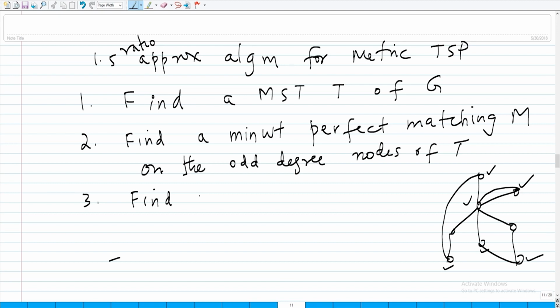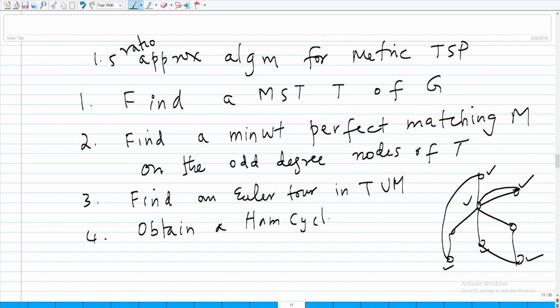Now, what have I achieved? This tree plus the matching, every vertex has even degree, because the odd degree nodes have one extra edge now coming in. So, it is an Eulerian graph. Find an Euler tour. Now, back to the same game. And the last step is the same, obtain a Hamiltonian circuit by short circuiting the Euler tour and output it.